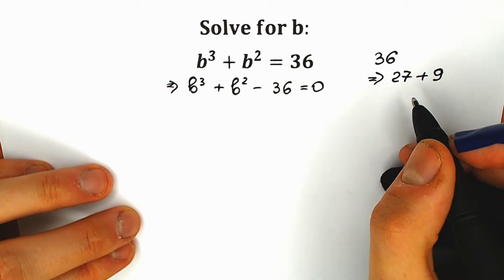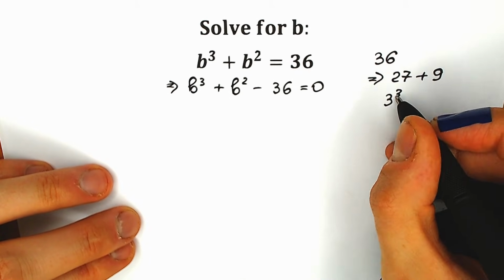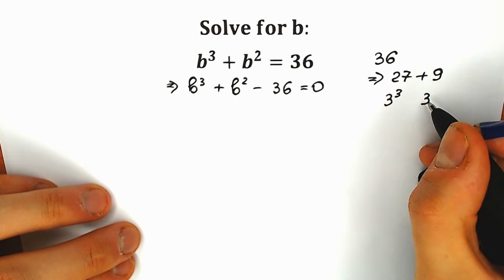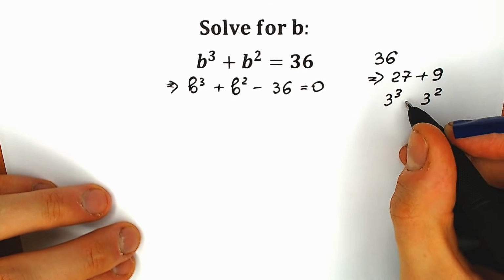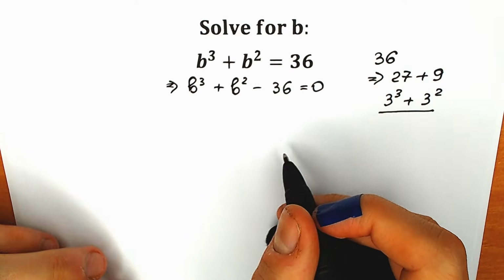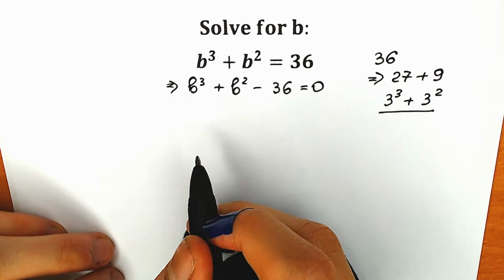And a lot of students might be asking, why 27 plus 9, maybe 18 plus 18, or 24 plus 12? But 27 also can be written as 3 cubed. So this is extremely helpful in our case, and 9 can be written as 3 squared, with the same base of 3. So it's also really great to express this 36 in this way. So first of all, let's express this 36 as 27 plus 9.